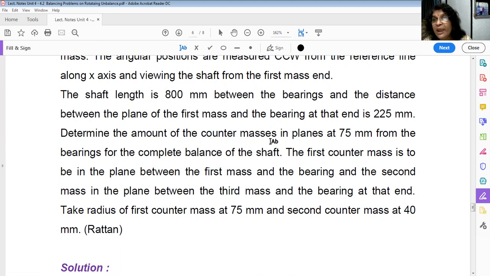So determine the amount of counter masses. That means MC1 and MC2 we have to determine. What do you mean by MC1? Counter mass number 1, which is acting in one plane, and MC2, that is counter mass number 2, which is acting in the other plane. And the system is in complete balance. So this distance is 75 mm. Which distance? Counter masses in planes at 75 mm from the bearings.